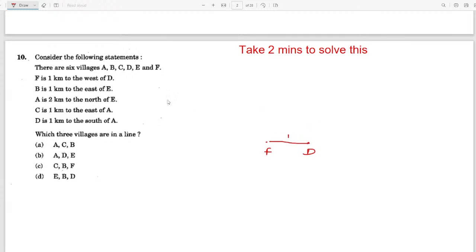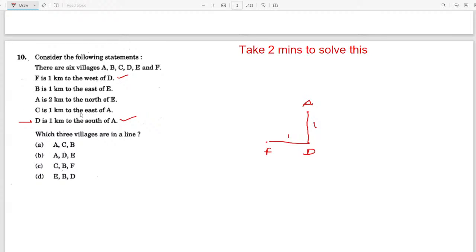You don't know about the next point, where to put it. So instead of that, jump to where D or F is there. In this question, D is there in the last statement. So jump directly from the second statement, don't take the second statement, come towards the last statement. D is 1 kilometer to the south of A, which means A is 1 kilometer to the north of D. This is 1 kilometer. This is A. Once this is done, just tick mark this. This is done.